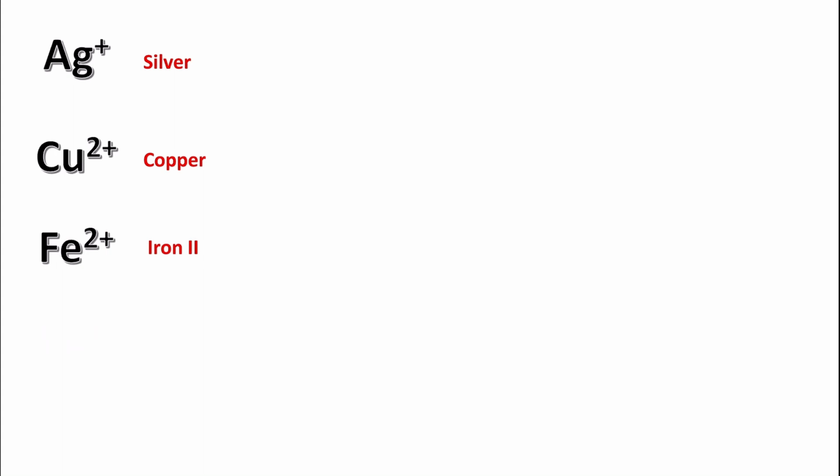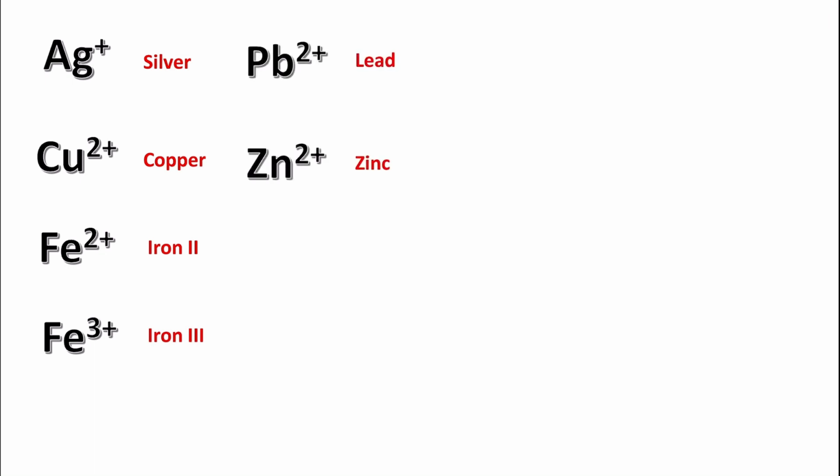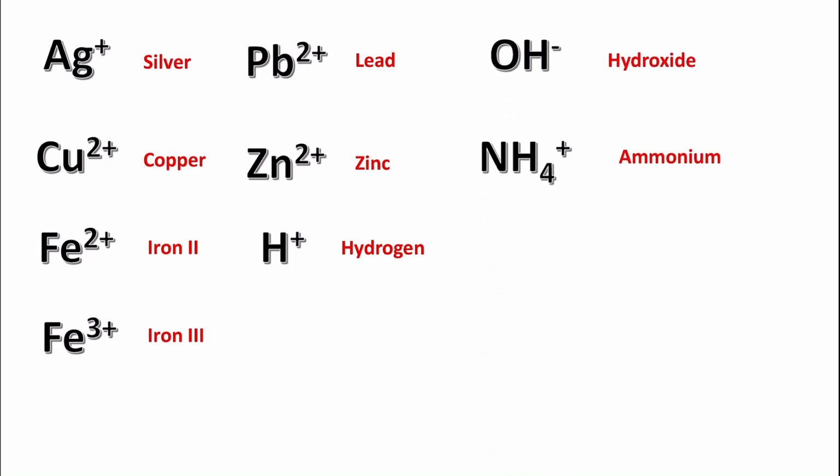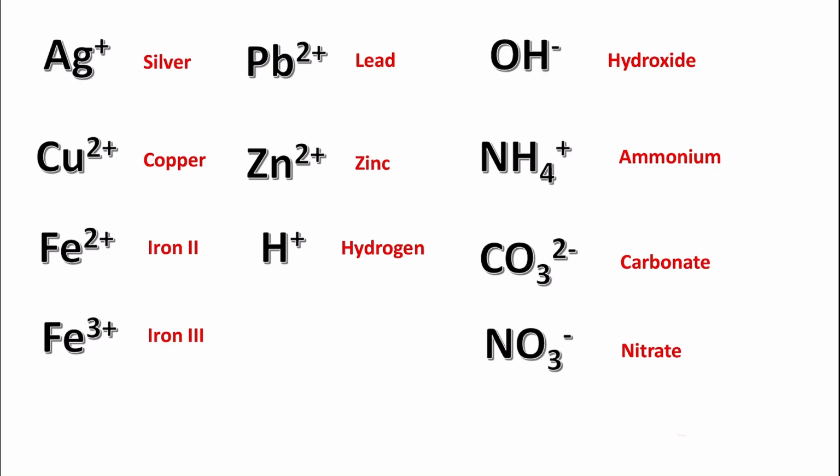There are some ions that you need to know, like silver, Ag+, copper 2+, iron 2+, which is iron(II). There is also iron 3+, which is iron(III), lead 2+, zinc 2+, hydrogen H+. And there are also the groups of atoms which form ions, like hydroxide OH-, ammonium NH4+, carbonate CO3 2-, nitrate NO3-, and sulfate SO4 2-.